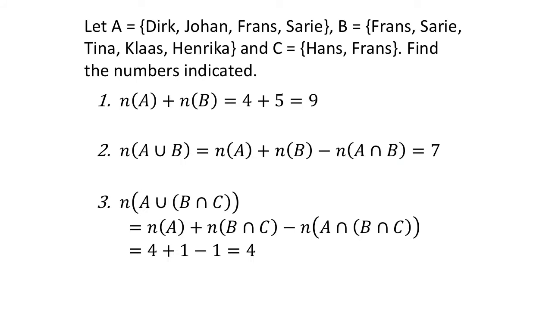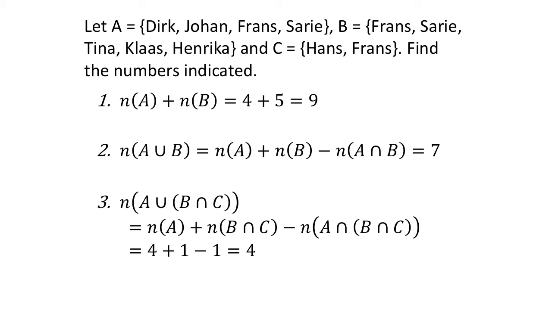So my pronunciation, very bad. I'm going to use first letters. Let A be the set containing D, J, F, and S. B is the set F, S, T, K, and H. C is the set Hans and Franz, different from this H. Find the number indicated, so the number in A plus the number in B. Well, how many names are in the set A? 1, 2, 3, 4. How many names are in the set B? 1, 2, 3, 4, 5. So 4 plus 5 is 9.